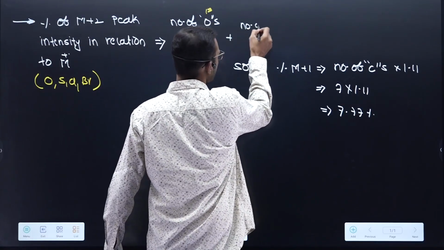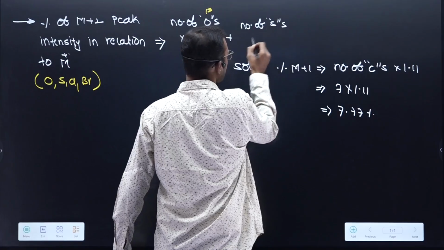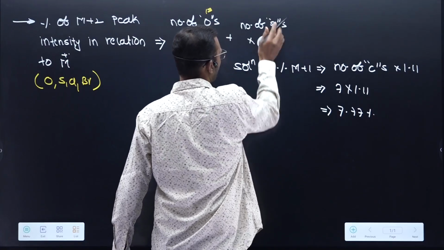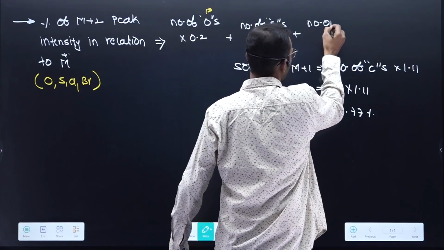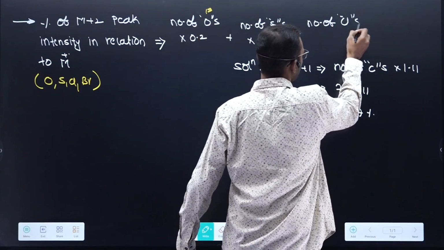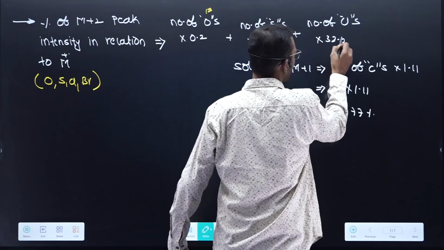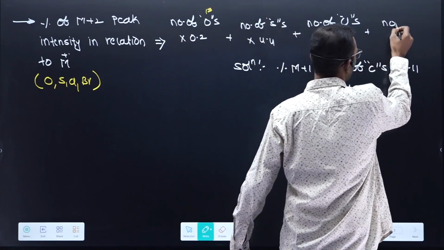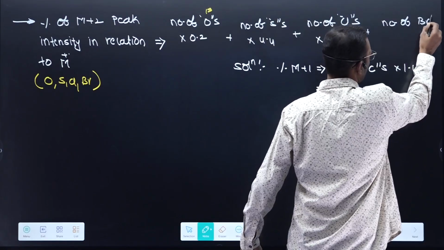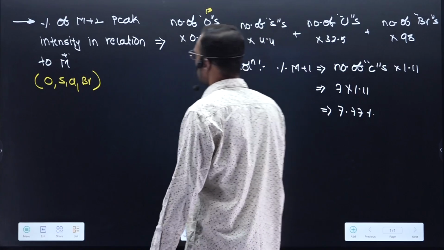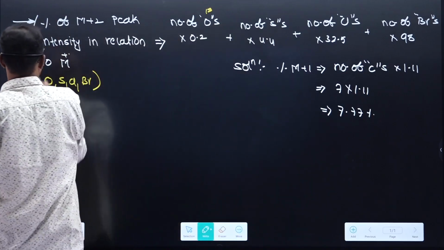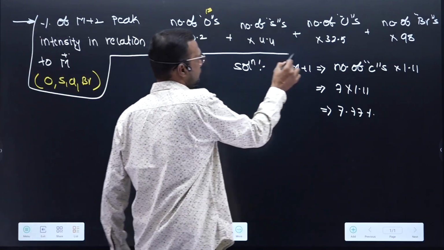Then we can also write number of sulfurs multiplied by 4.4. Next, number of chlorines multiplied by 32.5. Then number of bromines multiplied by 98. So this is a formula to calculate M plus 2 peak intensity.